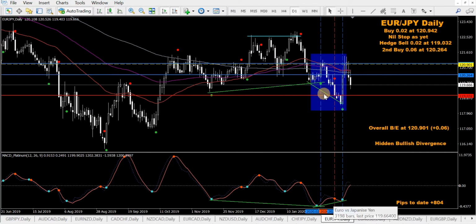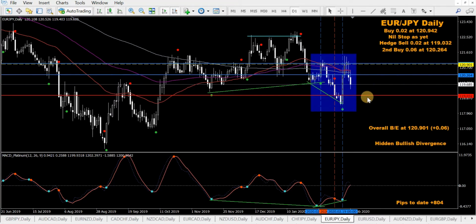Yeah, the Euro Yen, same sort of deal. I was in a buy, sell, buy, got up to my overall break even. Didn't really push through like it should have, and the MACD was still below the zero level, so I let it slide, and now we're in another world of pain. The price has gone against me and heading down now.